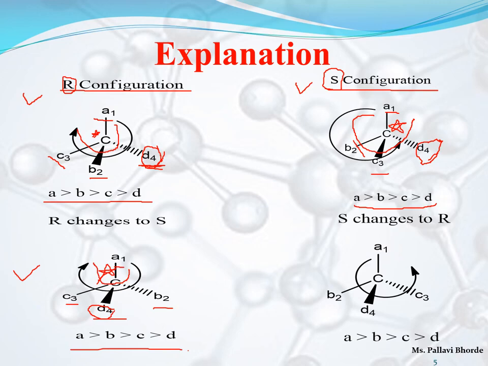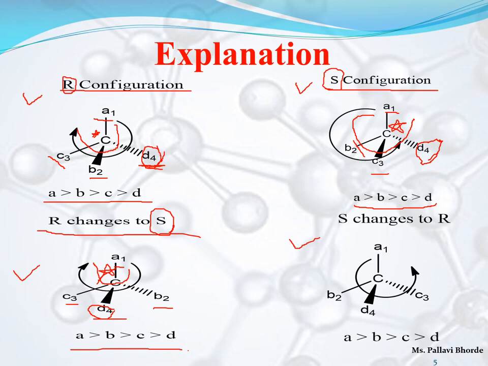Do we have this group below the plane? No, because now the bond between C and D is a wedge bond, which indicates that D is above the plane or coming towards you. So D is above the plane, so our answer is going to change. What was our answer? Our answer was R, but now it is going to change to S. So here I have written R changes to S configuration, but in the exam you are going to write that the compound has S configuration.